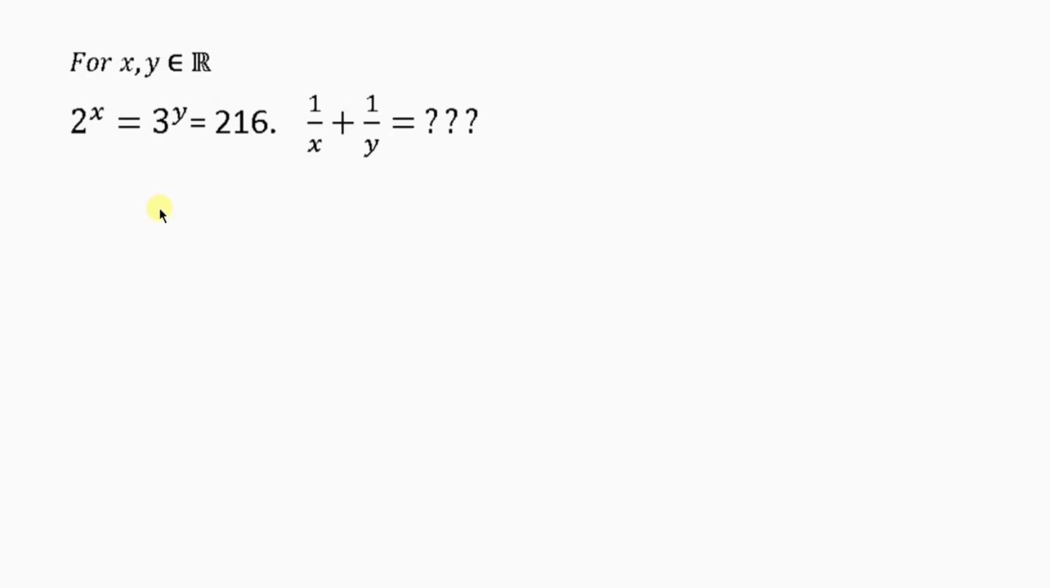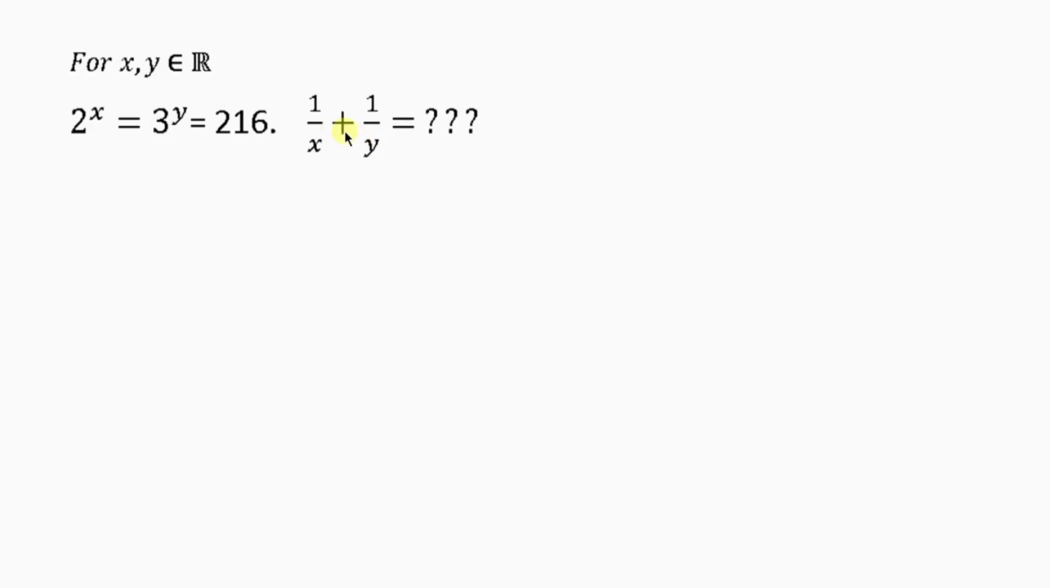Now look at this nice and beautiful question we have here on the board that we're going to be solving together. The question says, for all real values of x and y, 2 to the power of x equal to 3 to the power of y is equal to 216. And we are to look for 1 over x plus 1 over y.